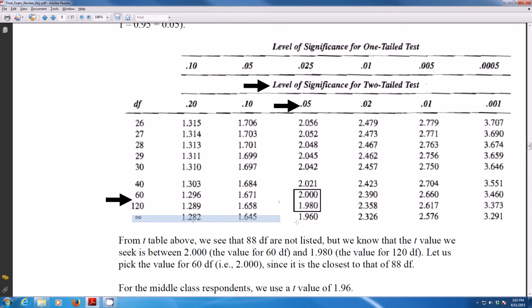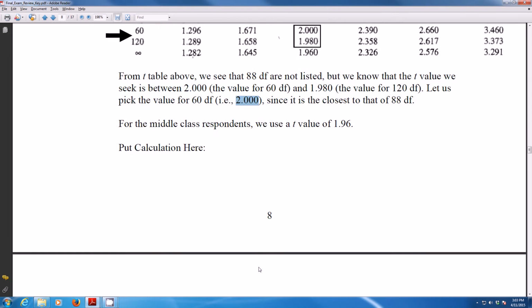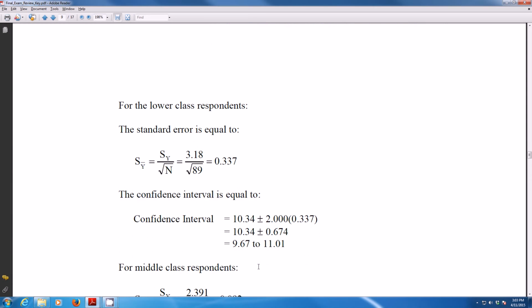And so that's higher than the highest value listed. We're just going to use this infinity column. And so the value that we'll use for 0.05 alpha two-tailed test is going to be 1.96. So for middle class, we're going to use a t-value of 1.96. And then for lower class, we're going to use a value of 2. So let's plug these numbers into our formulas and calculate our results.